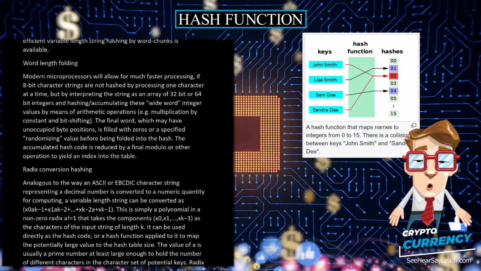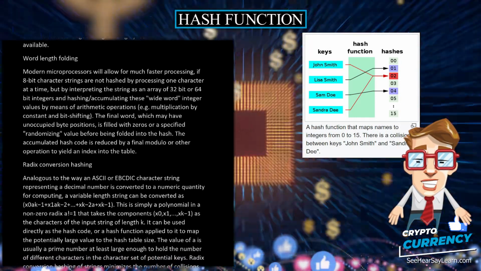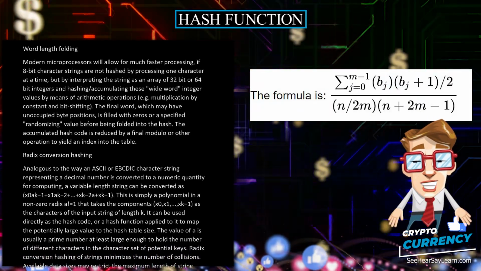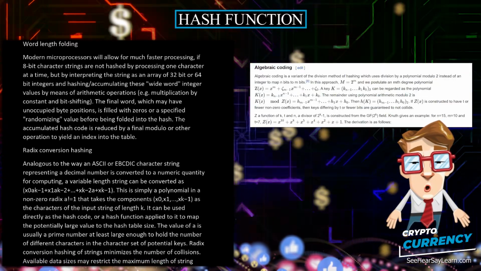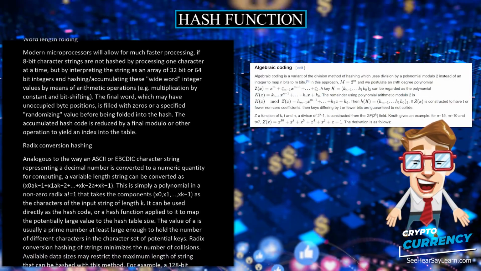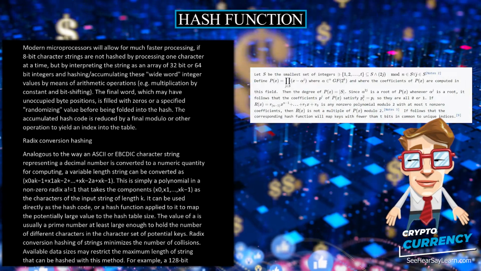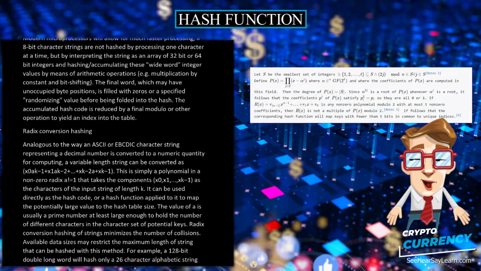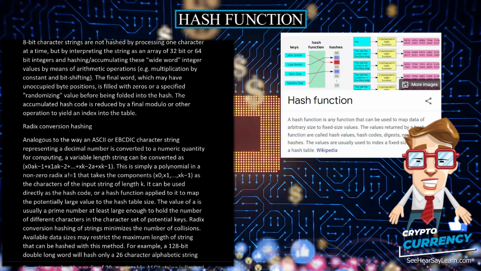It can be used directly as the hash code, or a hash function applied to it to map the potentially large value to the hash table size. The value of a is usually a prime number at least large enough to hold the number of different characters in the character set of potential keys. Radix conversion hashing of strings minimizes the number of collisions.